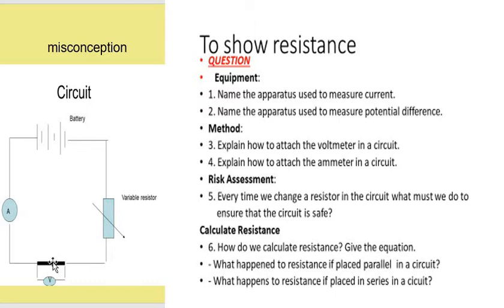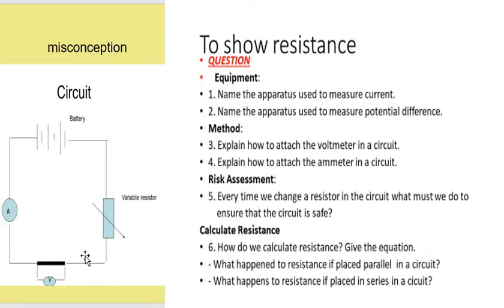So I'd like you to draw the circuit in your book, and then I want you to answer each of these questions. This is a guide to help you write your paragraph. Name the apparatus to use to measure current. Write it in 4 sentences. What do we use to measure potential difference? So how do we attach the voltmeter? How do we attach the ammeter?